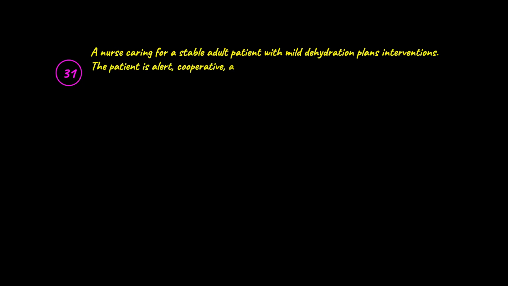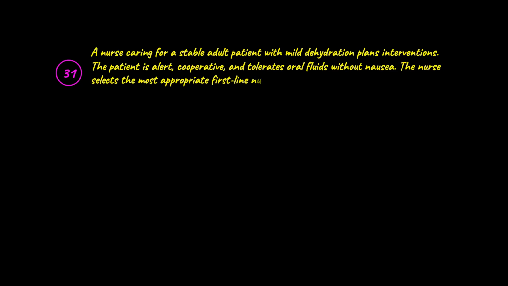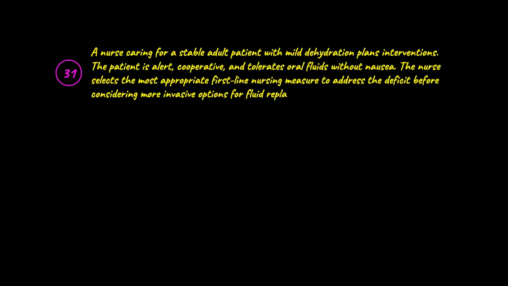Question 31. A nurse caring for a stable adult patient with mild dehydration plans interventions. The patient is alert, cooperative, and tolerates oral fluids without nausea. The nurse selects the most appropriate first-line nursing measure to address the deficit before considering more invasive options for fluid replacement during the day. Your options are A.